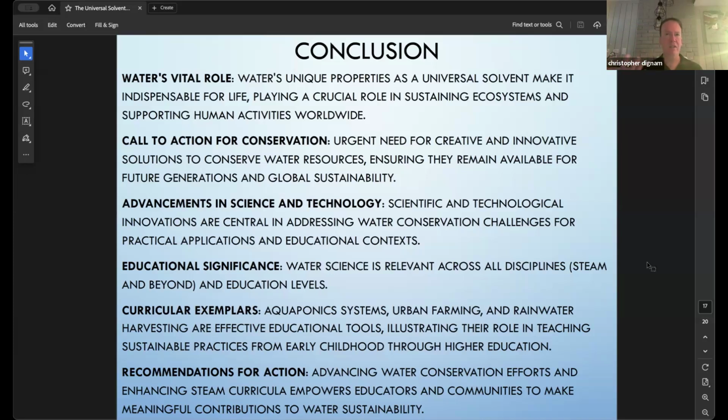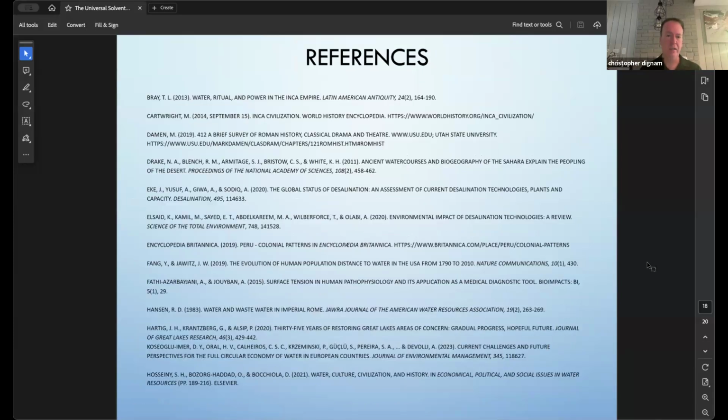So there's things that you can start working with young learners, to maybe people in higher education, who have not thought about a substance that is around them all the time. And so that helps with a call to action for conservation. Of course, looking at those advancements in science and technology for things like aquaponics or rainwater harvesting or urban farming, educationally significant across all disciplines, STEAM and beyond, and education levels. Again, we will be making recommendations for the data we've collected in terms of studies that are out there. That the three are aquaponics, urban farming, rainwater harvesting, and those will lead us to our recommendations for action that you can actually do these things.